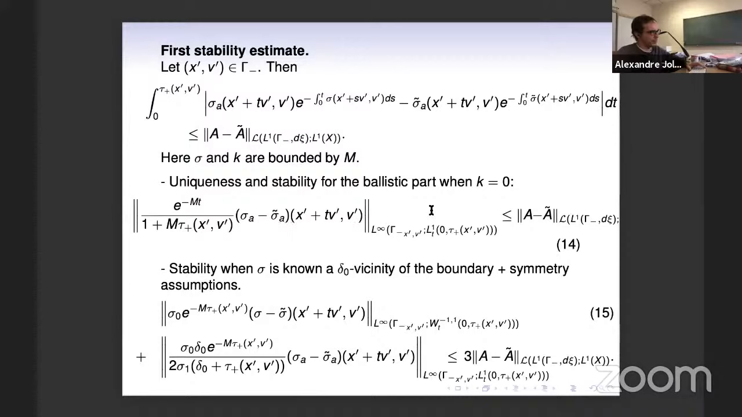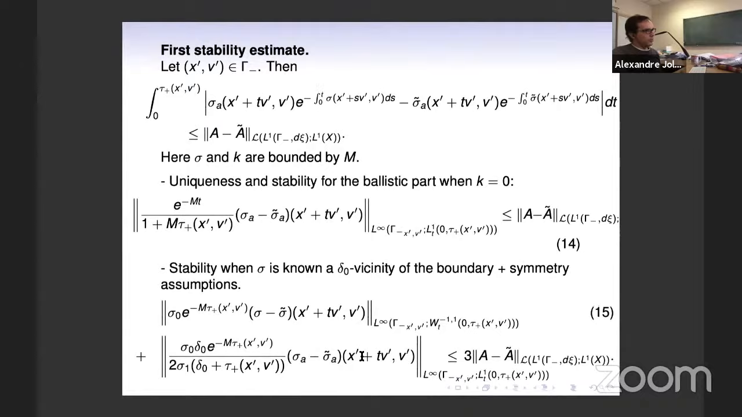Now, if k is not equal to zero, sigma A and sigma are not the same. But if you assume that sigma is known, and you have the symmetry assumption that sigma(x,v) equals sigma(x,-v), and the same for sigma A, then you can show that you can recover sigma and sigma A from this quantity. And you obtain this stability again with this exponentially decaying weight, which means that the reconstruction is rather severely ill-posed.